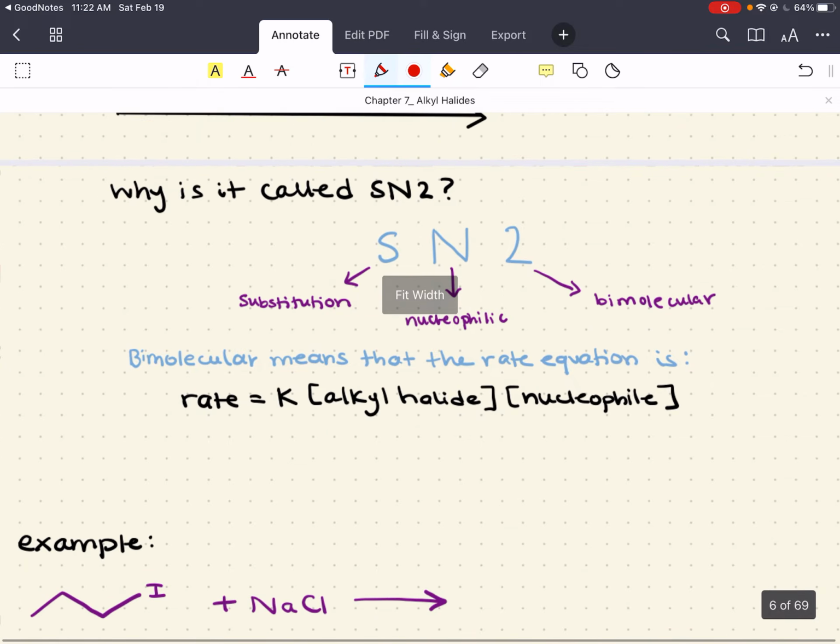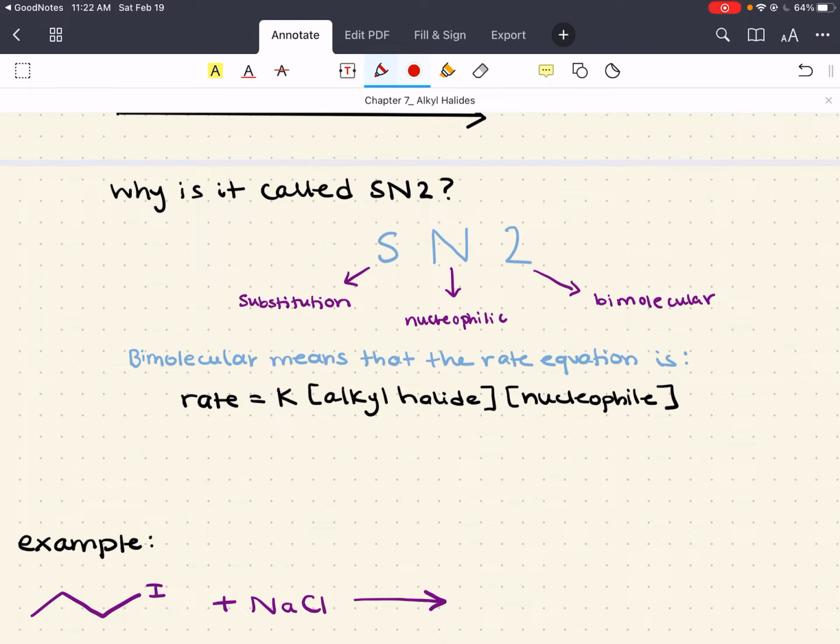Now you might ask, why is this reaction called SN2? That's a very good question. Well, the S stands for substitution, the N stands for nucleophile, and there is a 2 at the end because this reaction is bimolecular, meaning the step involves 2 chemical entities. For bimolecular reactions, the rate equation is written as the rate constant times the concentration of the alkyl halide and the nucleophile. That means that the rate of the reaction depends on both the alkyl halide and the nucleophile, hence the 2.